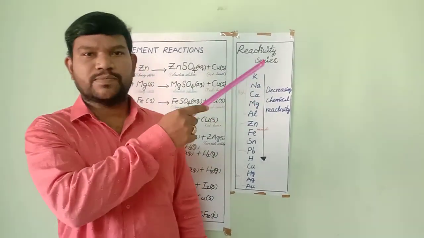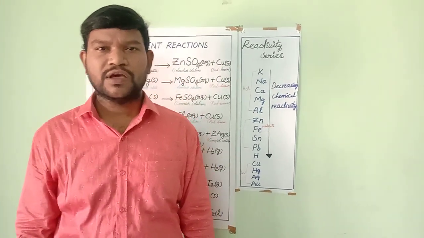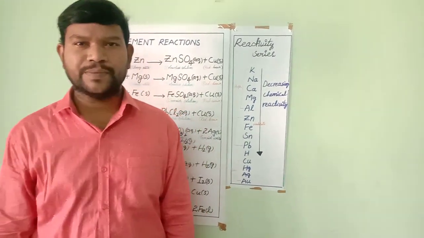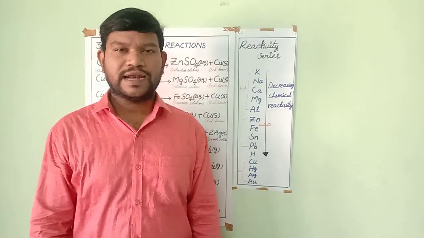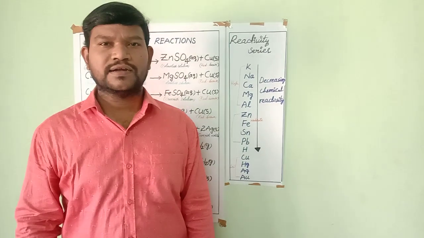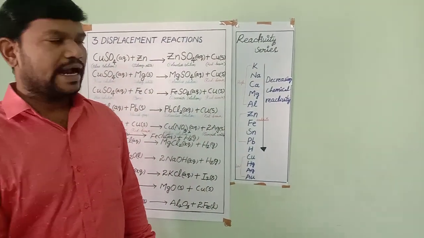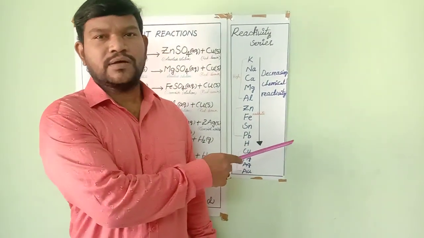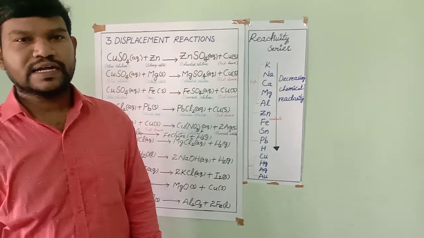The first one is potassium, the second is sodium, the third is calcium, the fourth is magnesium, and the fifth is aluminium. These metals are called highly reactive elements. Then zinc, iron, tin and lead, these four elements are called moderately reactive elements. And the elements below hydrogen, what are those? Copper, mercury, silver and gold, those are called low reactive elements.